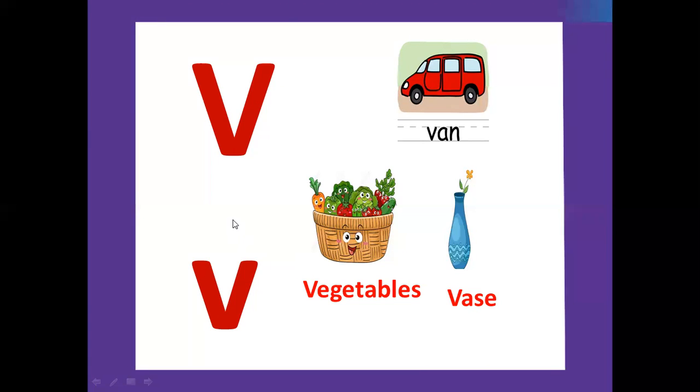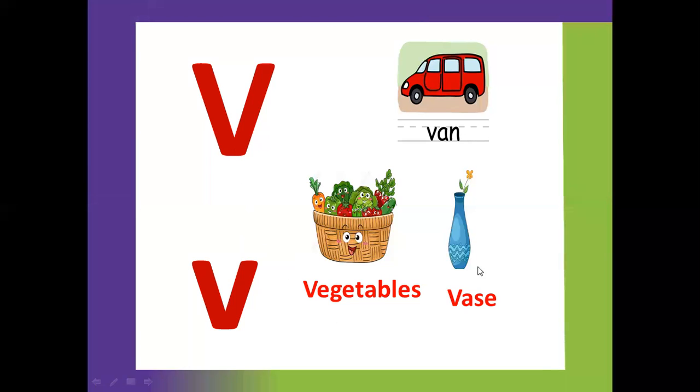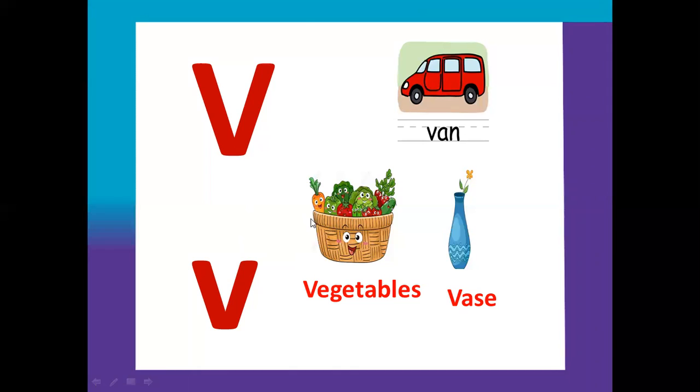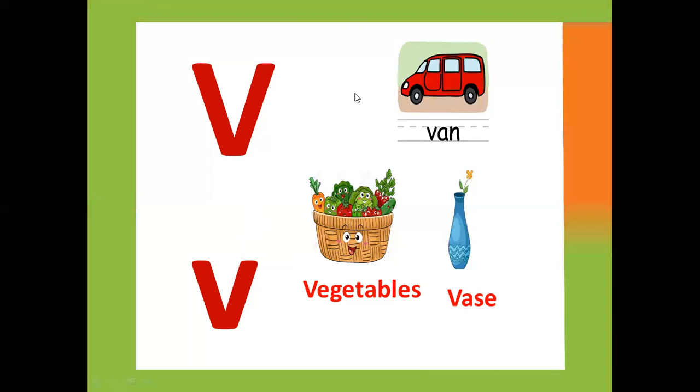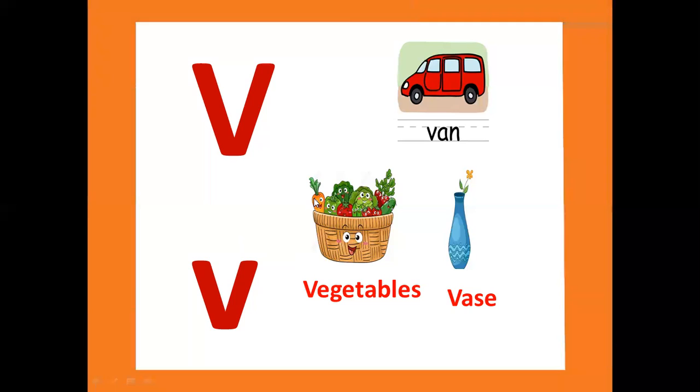Okay? Vain, vegetable, van. Understood? The words that start with V are vain, V for vegetable, and V for van.